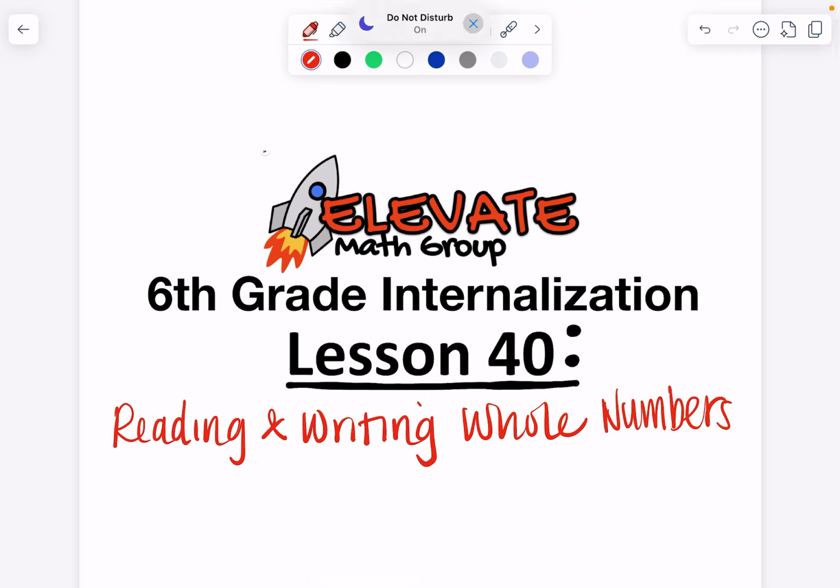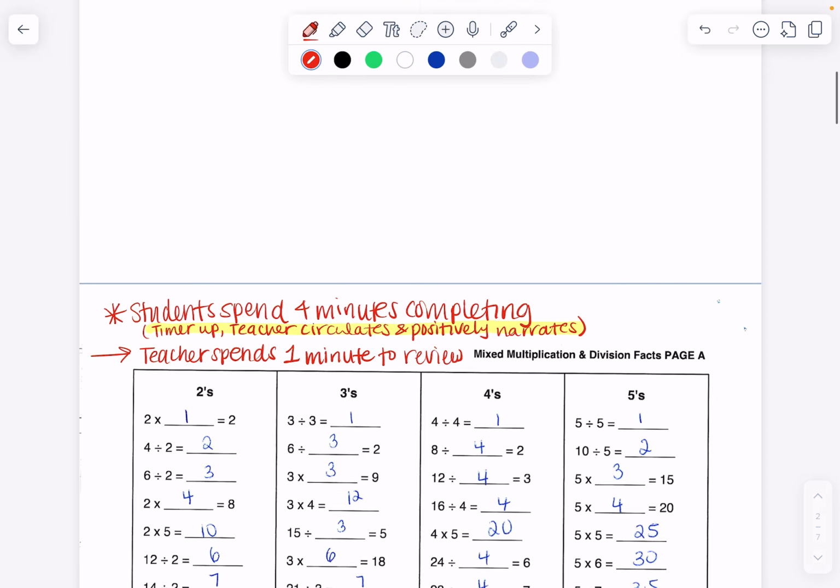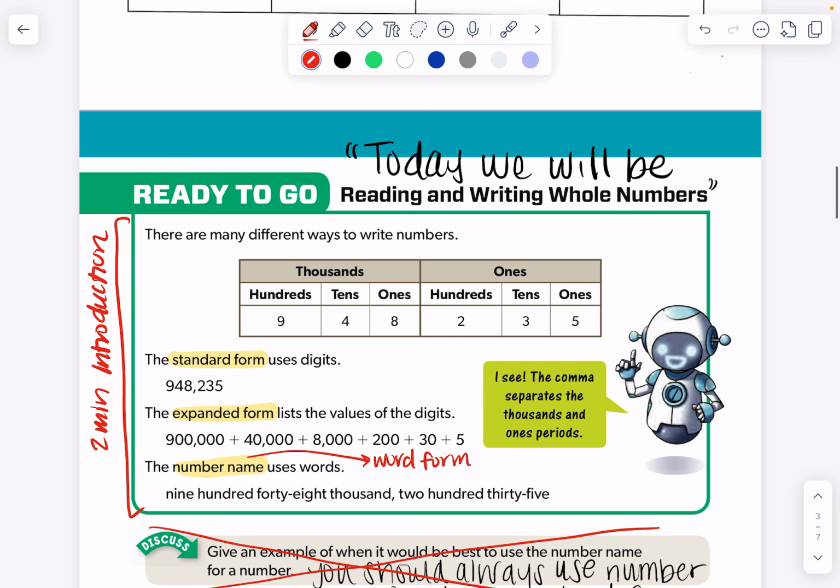Hi everyone. In our sixth grade Elevate groups, today we will be reading and writing whole numbers. So you're going to start out with a 2-minute introduction around the three different ways in which we read and write whole numbers. Standard form utilizes just the digits. Expanded form lists out the value of each digit.